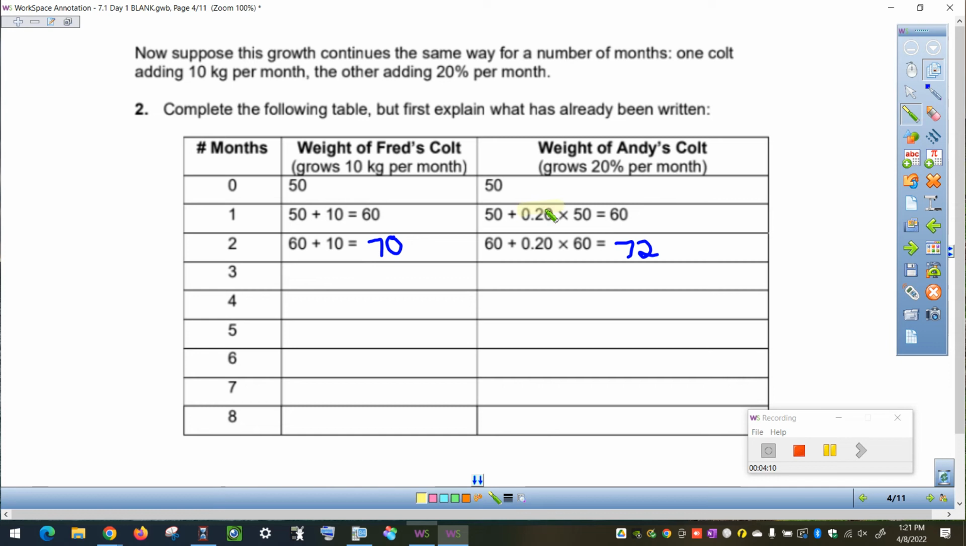What was interesting that I think surprised some of us is that the amount added was not the same every time. So in the first little piece there, that 20% times 50 resulted in adding 10 kilograms. But now when we do 20% of 60, this results in adding 12 kilograms. So I would like you to continue this process and fill in the rest of the values in the table.